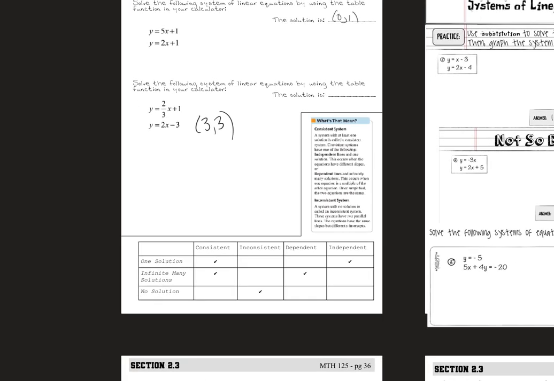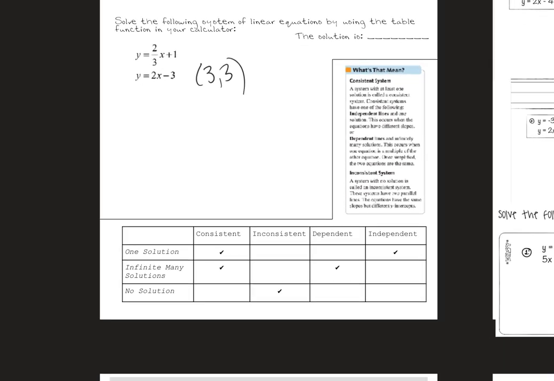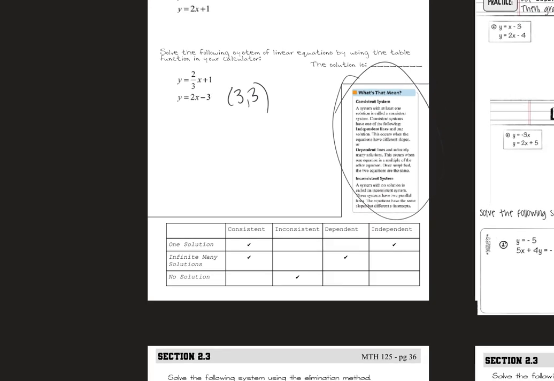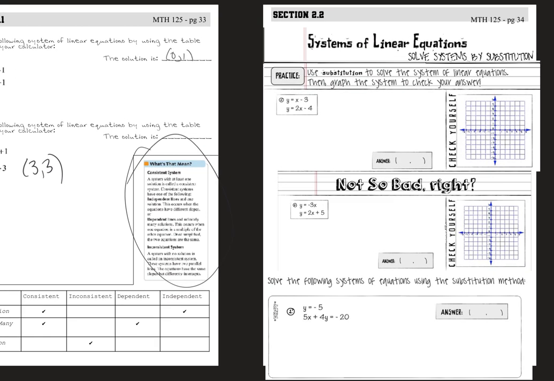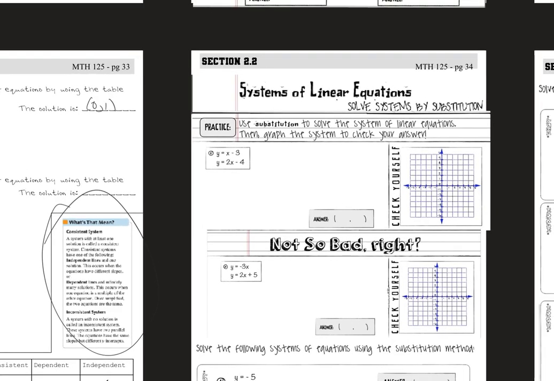I'm going to take this away and bring us to the next page. Take a quick notice at the bottom, because WebAssign is going to say something to you about whether a solution is consistent, inconsistent, dependent, or independent. I made a little table at the bottom. If you have one solution, that means it's consistent and independent. If you have infinitely many, that's consistent and dependent. And if there's no solution, we call that inconsistent. There's a little description on the side of what those things mean, but for the most part, you just need to be able to get through the homework, so we don't need to spend a lot of time on it.